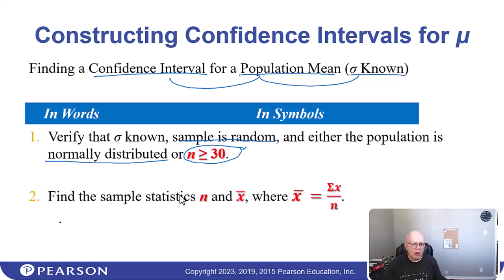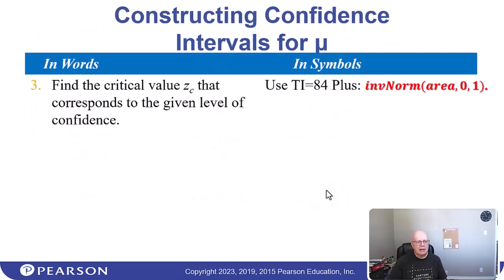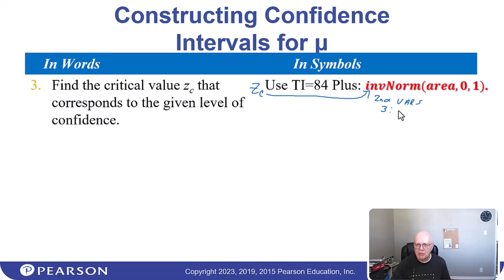Second, what are the sample statistics? What is your sample size? What did you get for the mean? How do you get the mean? Remember, add up all the data items, divide by how many data items you have. It'll give you the sample mean. Third, find the critical value. And this is the third time you've seen this. To get that z sub c, use inverse normal. Remember, second VARS, and you're going to use option number 3.